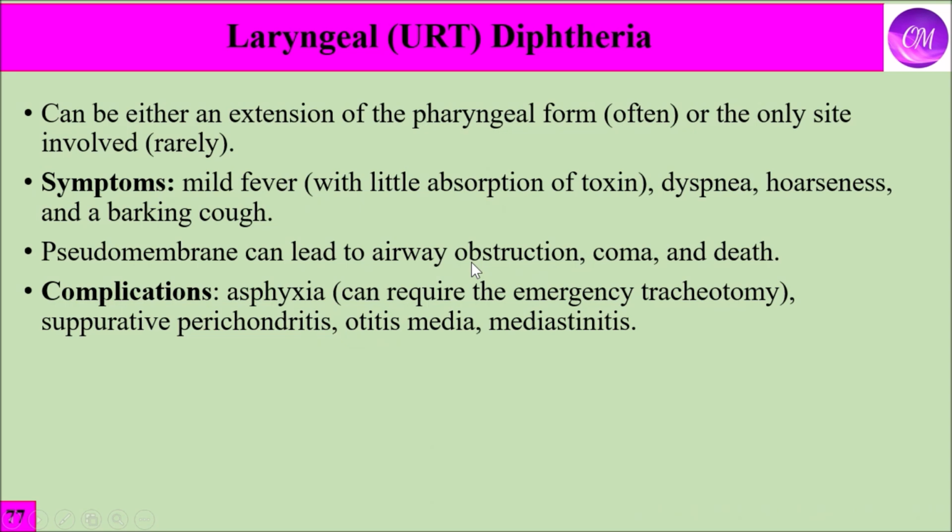And laryngeal or upper respiratory tract diphtheria can be either an extension of the pharyngeal form or the only site involved. Symptoms include mild fever, dyspnea, hoarseness, and a barking cough. Pseudomembrane can lead to airway obstruction, coma, and death. Complications are asphyxia, then suppurative perichondritis, otitis media, and mediastinitis.